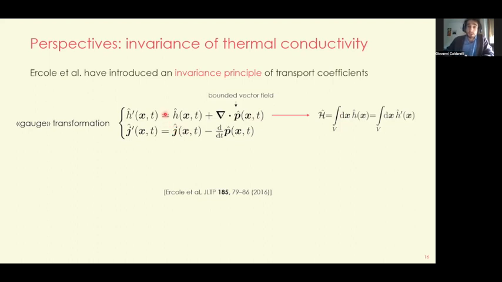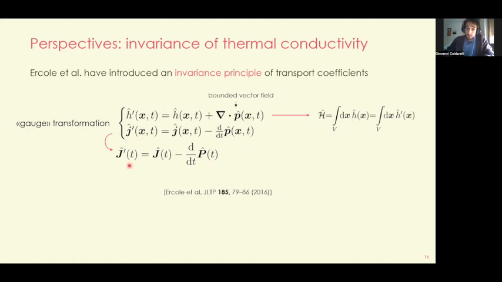The continuity equation basically gives you a structure between the energy density and thermal current that is really similar to a gauge transformation of vector and scalar potential. From this, you can do the volume average of this quantity and see that the macroscopic heat flux changes in this way.